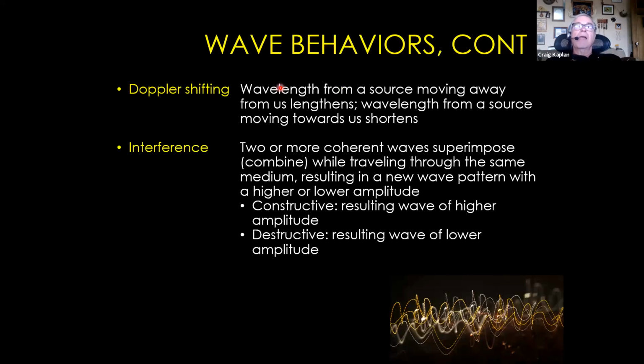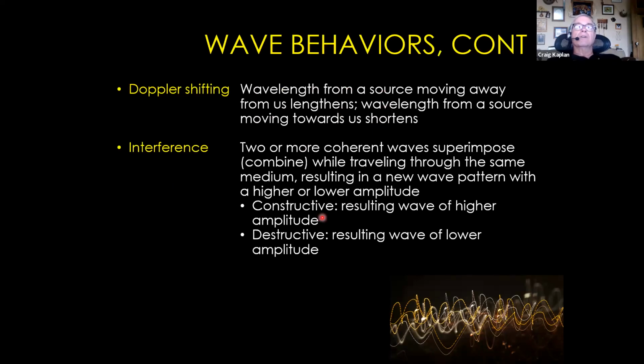Doppler shifting is the lengthening of a wave if it's being emitted by a source that's moving away from the observer, and that's called a redshift. Wavelength from a source that's moving towards the observer shortens, and that's called a blueshift. We'll see how that's used in various observations.